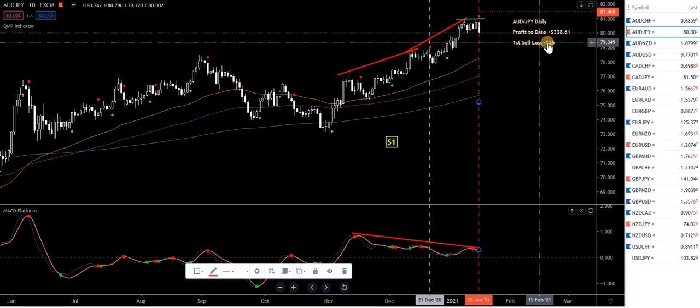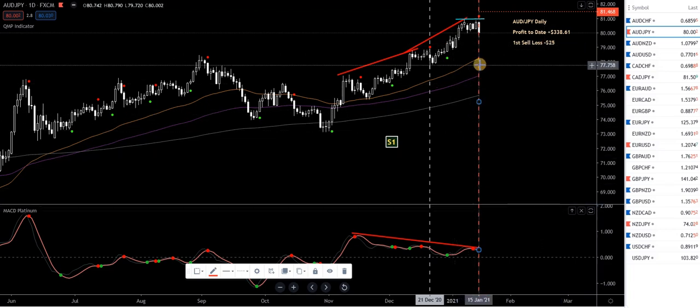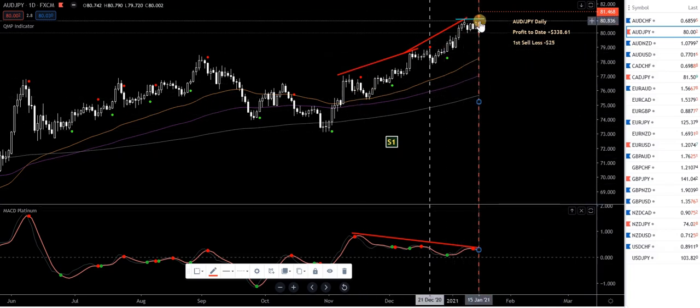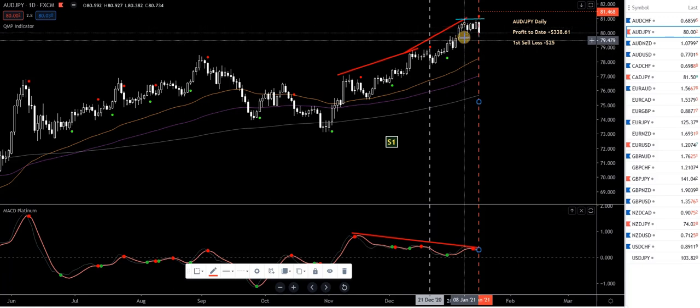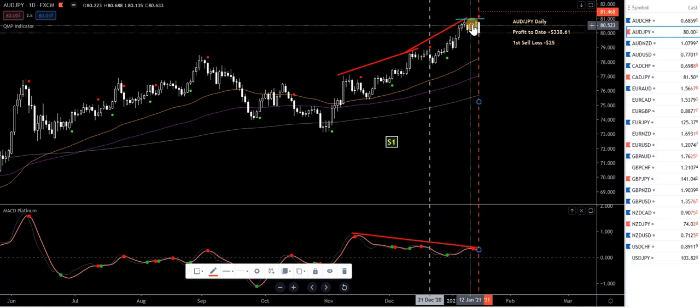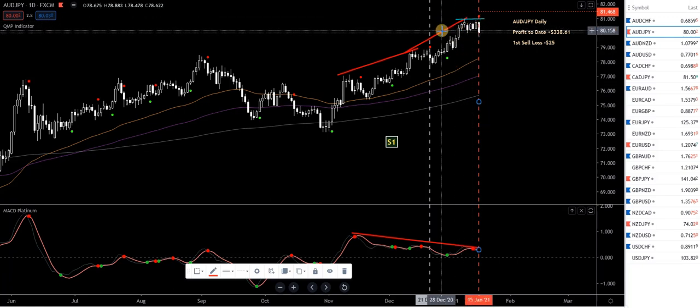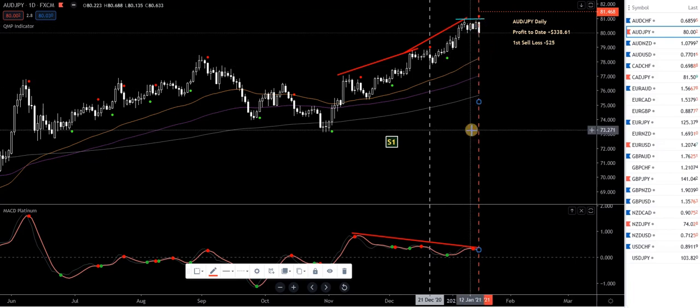I closed it and I took a loss of $25. So this is my second attempt at a sell on this move up. Generally, with regular bearish divergence or regular bullish divergence, it eventually works. It might just take a few goes. It is high risk trading. You are going against the trend normally.